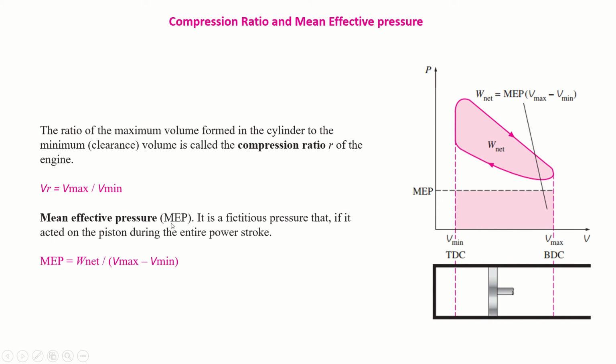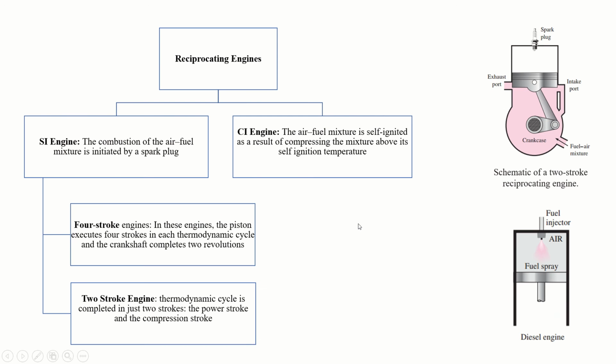Mean effective pressure is a pressure which, if it acted on the piston during the entire power stroke, is used to measure the work output. If we know the values of V maximum, that means total volume inside the cylinder, which is the swept volume plus clearance volume, and V minimum, which is the clearance volume, we can find the work output of an engine by using this formula.